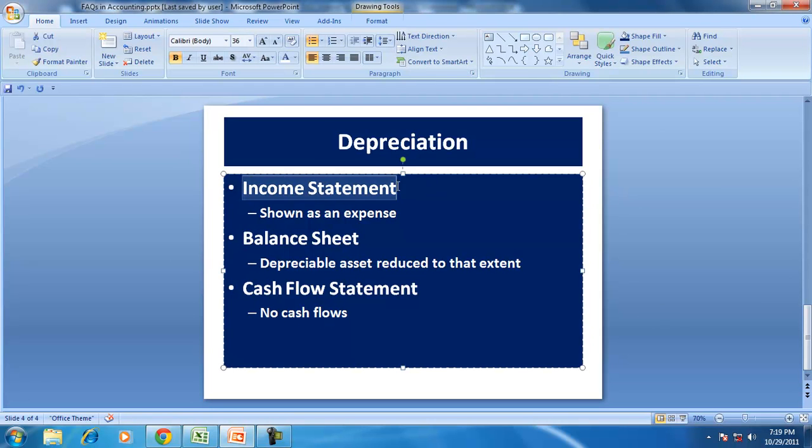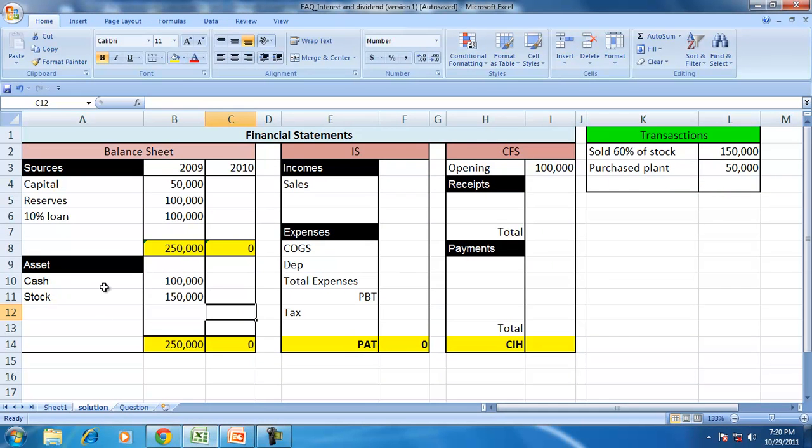In the income statement, it is shown as an expense. In the balance sheet, the depreciable asset is reduced to the extent of depreciation, and in the cash flow, there is no effect for depreciation. Let us take an example to understand that.